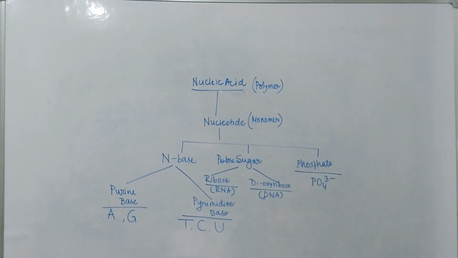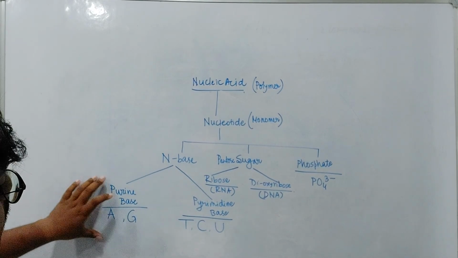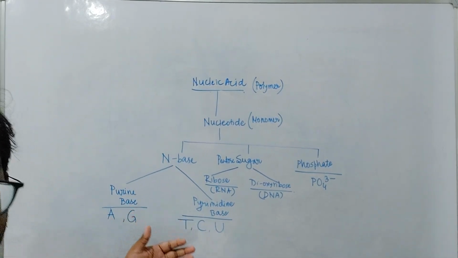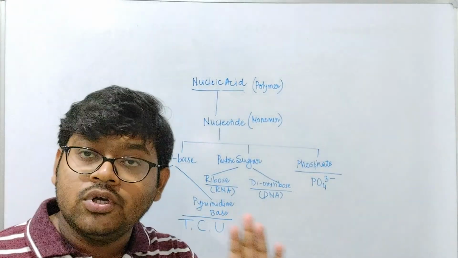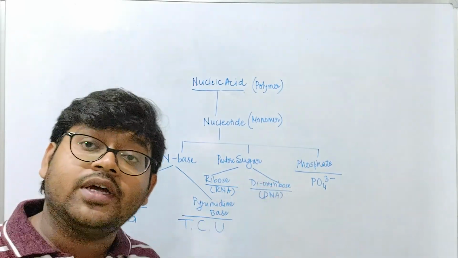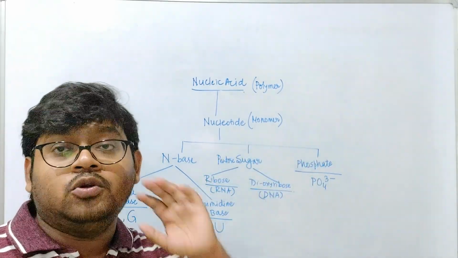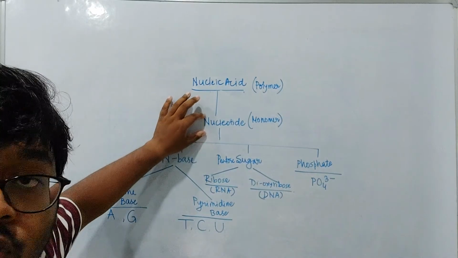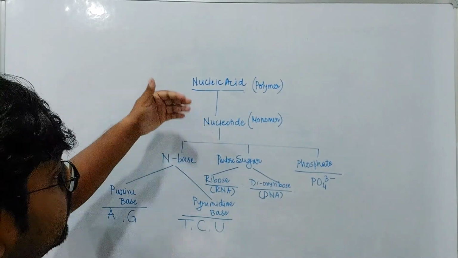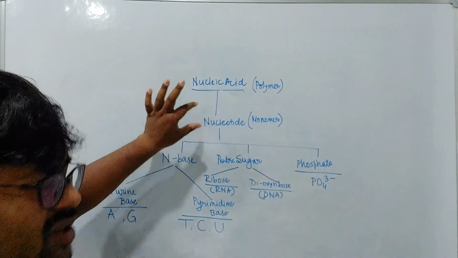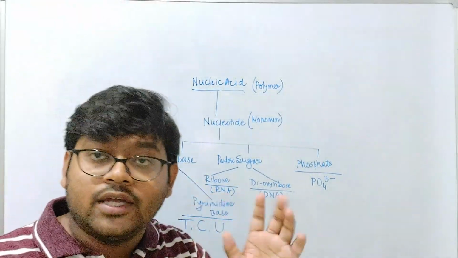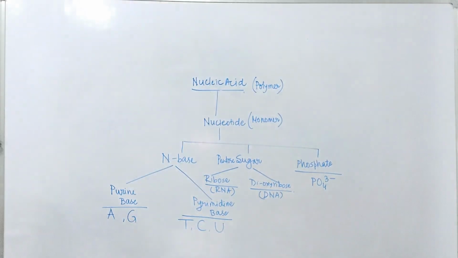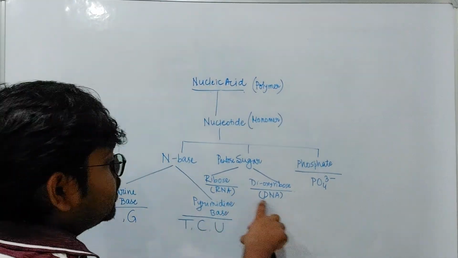Now we will discuss these purine bases and pyrimidine bases, how they look, what their structures are, and also the ribose and deoxyribose sugars, how they look. After that, we will combine every one of them to form a nucleotide monomer unit, and after that we'll combine 3 or 4 nucleotide monomer units to form a nucleic acid later on. Gradually everything we will do.